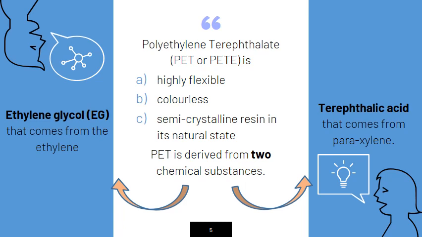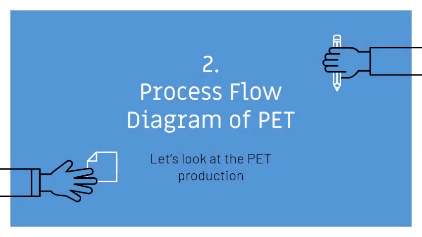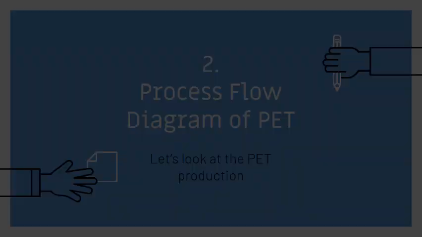PET or PETE stands for polyethylene terephthalate, a highly flexible, colorless, semi-crystalline resin in its natural state. PET is derived from two raw materials: ethylene glycol, which comes from ethylene, and terephthalic acid, which comes from paraxylene. Next, we continue to the process flow diagram of PET.